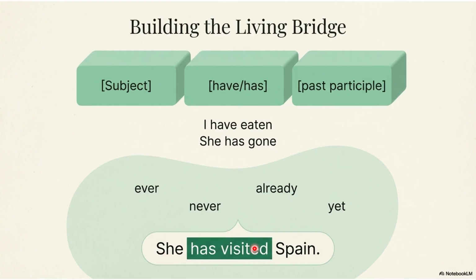If we look closely at this sentence, it says she has visited Spain. But this sentence doesn't say when she visited Spain. We don't know when she did that. The only thing that we know is that she visited Spain at some point in the past. When? We don't know. Because when we use the present perfect, we don't state when the action took place.